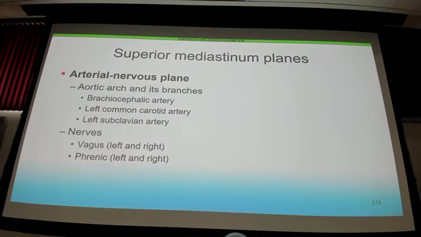Arterial nervous plane is the arch of the aorta and any branches that come off of there, but the main ones are brachiocephalic, left common carotid, and the left subclavian. That leaves out the right side, I get that. But it's because of the way this area is situated. That's what they list as being in the arterial nervous plane. And then vagus and phrenic. Vagus and phrenic nerves go through the arterial nervous plane.